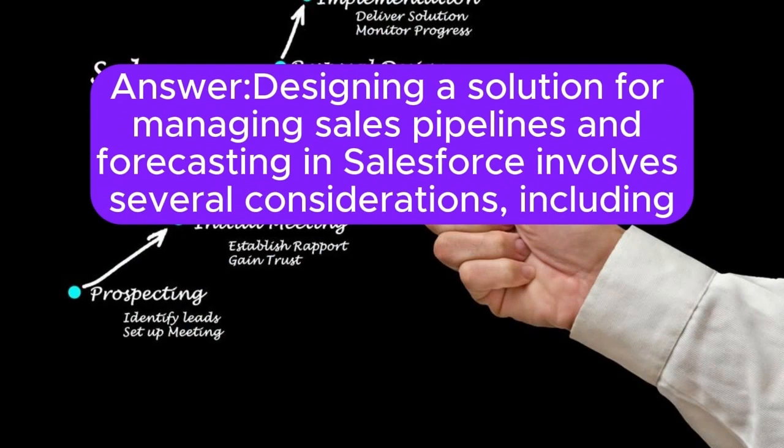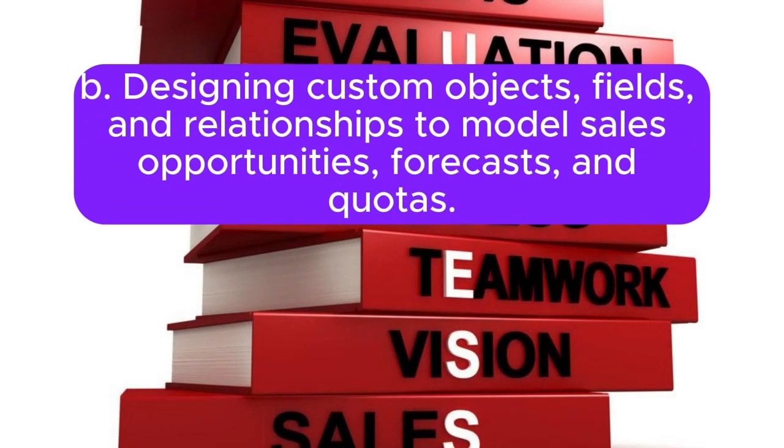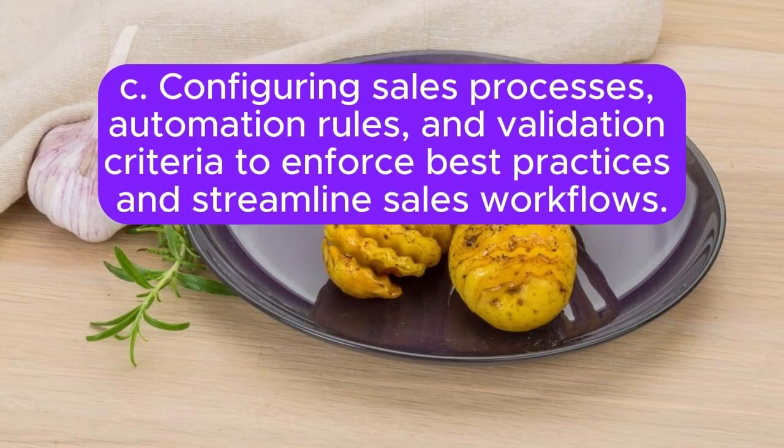Answer. Designing a solution for managing sales pipelines and forecasting in Salesforce involves several considerations, including A. Analyzing sales process requirements and identifying stages, milestones, and key performance indicators (KPIs). B. Designing custom objects, fields, and relationships to model sales opportunities, forecasts, and quotas. C. Configuring sales processes, automation rules, and validation criteria to enforce best practices and streamline sales workflows.